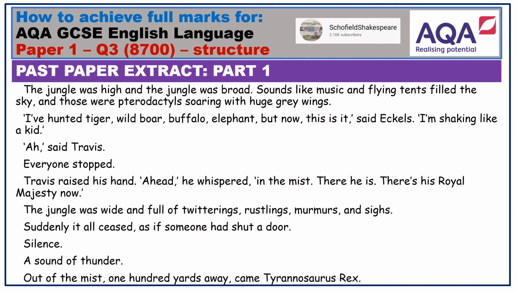The jungle was high and the jungle was broad. Sounds like music and flying tents filled the sky, and those were pterodactyls soaring with huge grey wings. "I've hunted tiger, wild boar, buffalo, elephant, but now this is it," said Eccles. "I'm shaking like a kid." "Ah," said Travis. Everyone stopped. Travis raised his hand. "Ahead," he whispered. "In the mist. There he is. There's his royal majesty now."